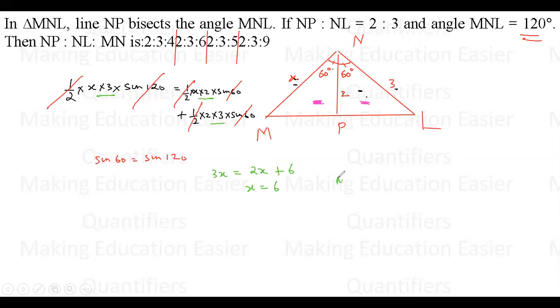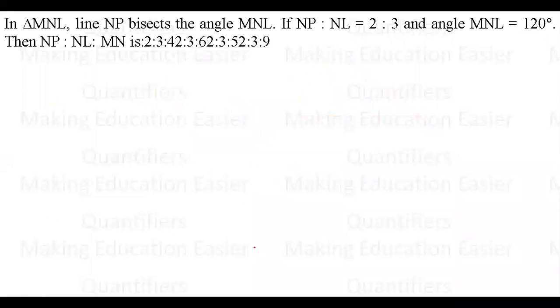So MN's value 6 has come. So answer will be 2 is to 3 is to 6. Option 2 is the answer. So again, students, a very easy question. I mean, you just need to be aware of the basic properties. Okay. Now let's see the next question.